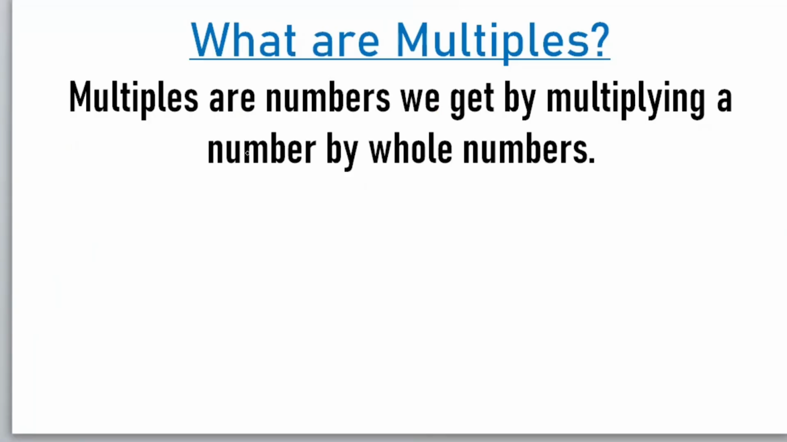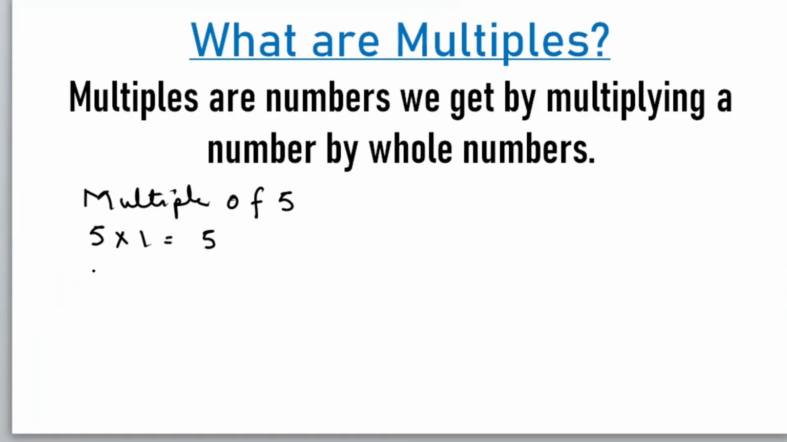What are multiples? Multiples are numbers which we get by multiplying a number by whole numbers. For example, it says find the multiple of 5. So how will we find the multiple of 5? We'll say we have to write the times table of 5.